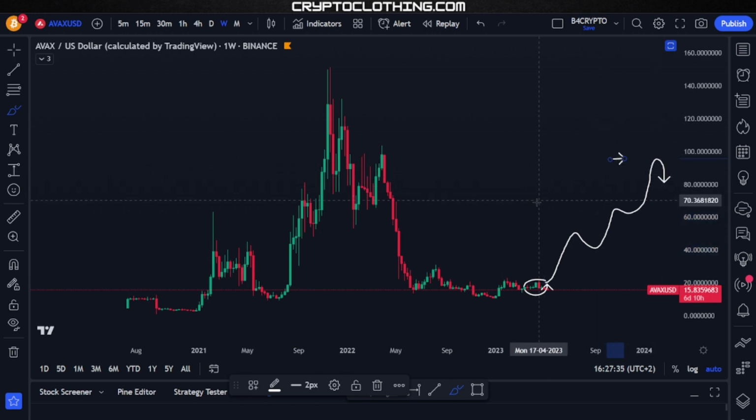Guys, I'm going to show you a simple strategy which is going to make all of your trades profitable even as a beginner.